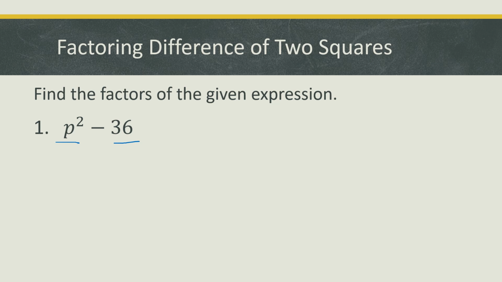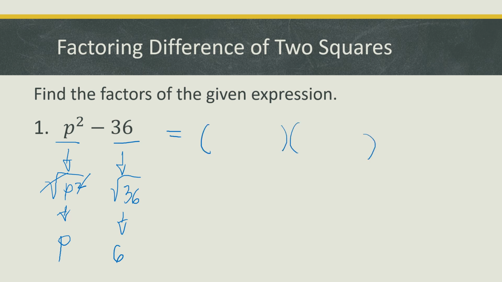Then we're going to get the square root of the first term, p squared, let us cancel it out, and that will give us p. And the square root of the second term, which is 36, will give us 6. So therefore, the factors that we will get is the sum and difference of their square root, or the square root of the first and the second term, which is p plus 6 and p minus 6.